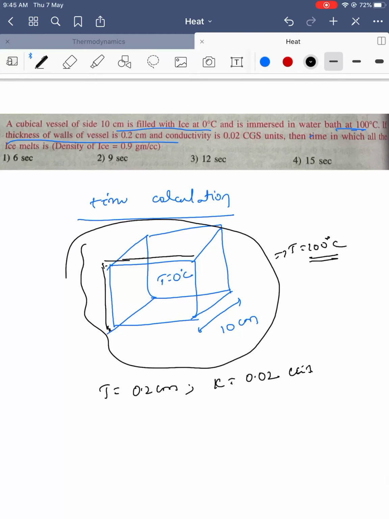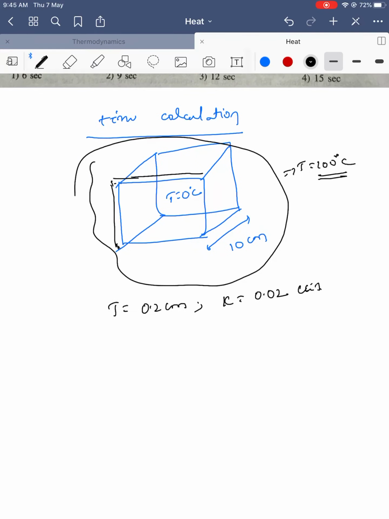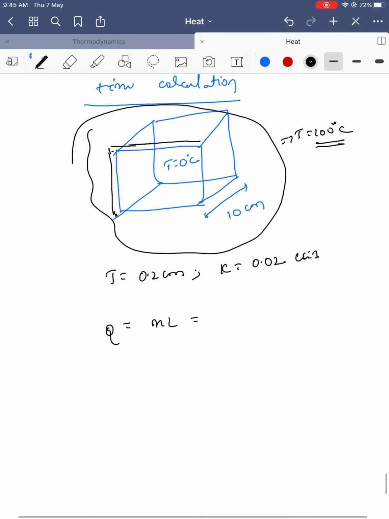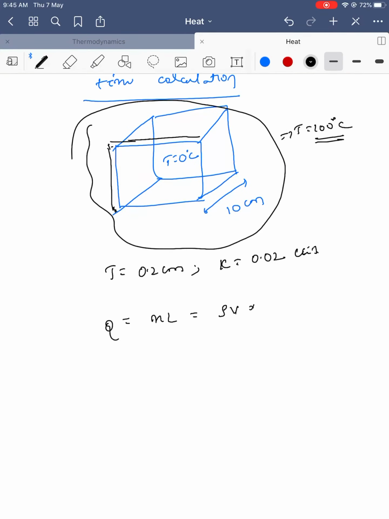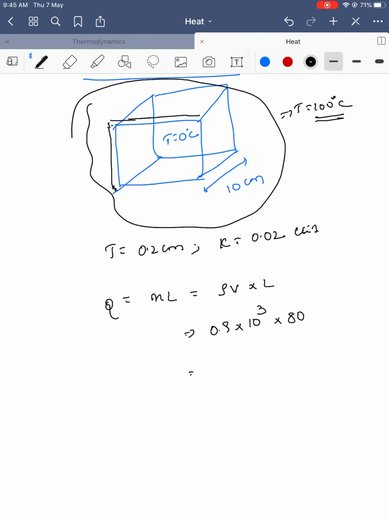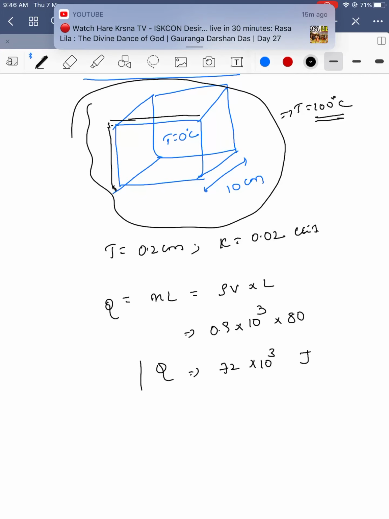The entire ice in the cubical vessel should melt. So first, how much heat is required to melt the entire ice? Q is equal to M into L. Did he give mass? No, he did not give mass. He gave the density of ice. So density into volume into L. Density is 0.9 as per the given data, and volume is 10 cube, 10 power 3, into L. For ice, how much energy is required? 80 calories. So if we simplify, 72 into 10 power 3 calories of heat is required.